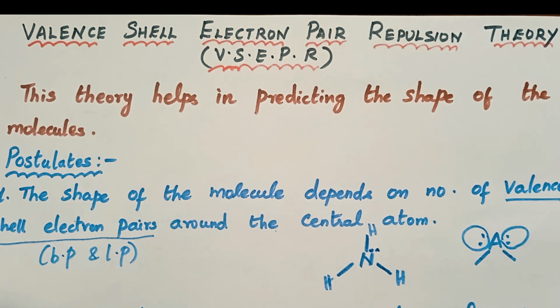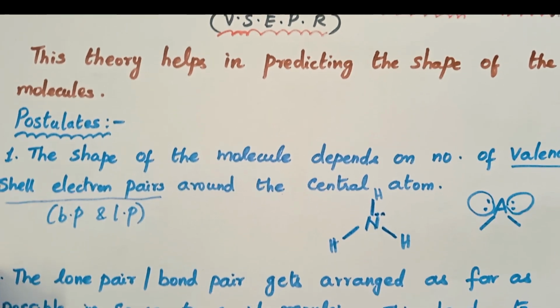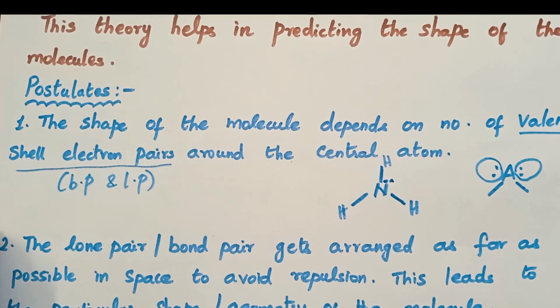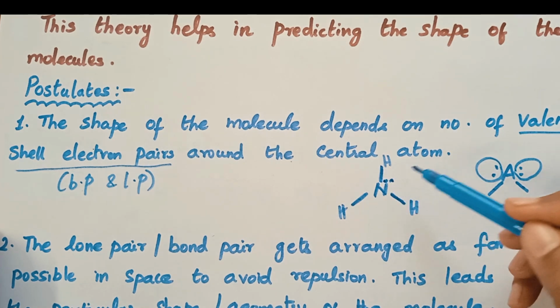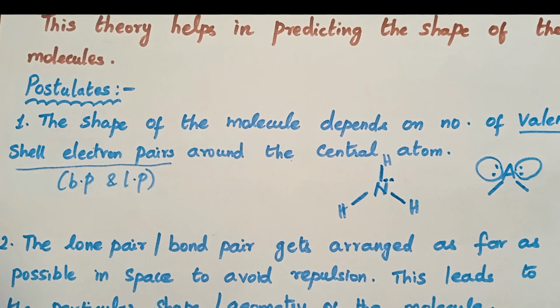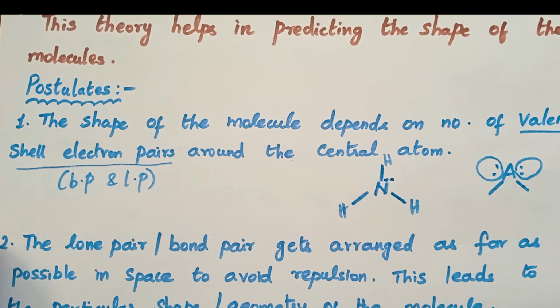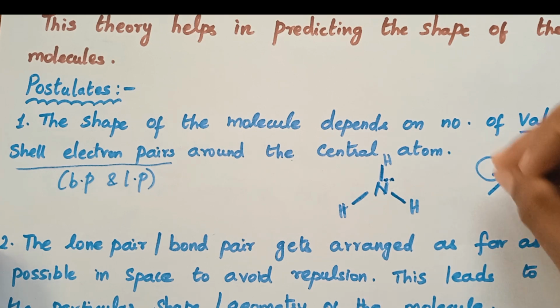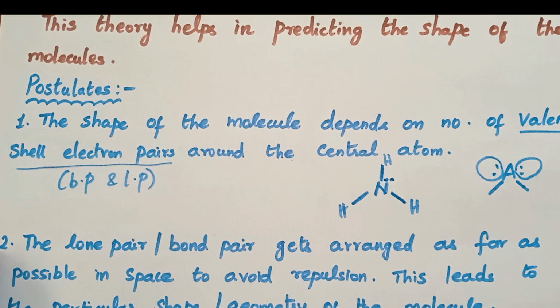So, the lone pairs and bond pairs get arranged as far apart as possible in space to avoid the repulsion. Because there is a lot of repulsion, to avoid it, the lone pairs and bond pairs will be arranged in space so that there will be minimum repulsion between those pairs of electrons. This leads to a particular shape or geometry of the molecule. Because of that, there will be some change in the shape or geometry of the molecule.